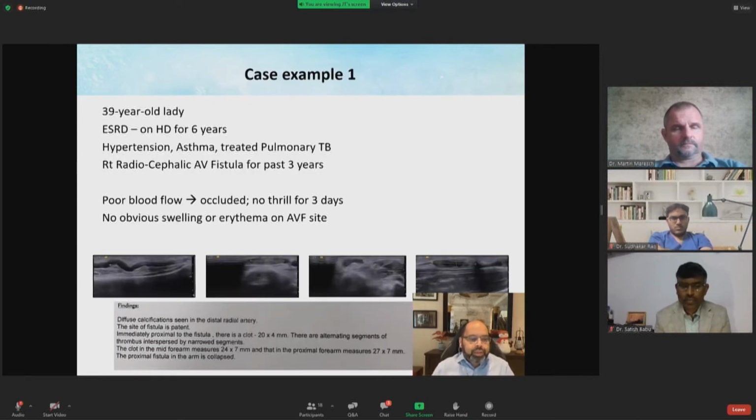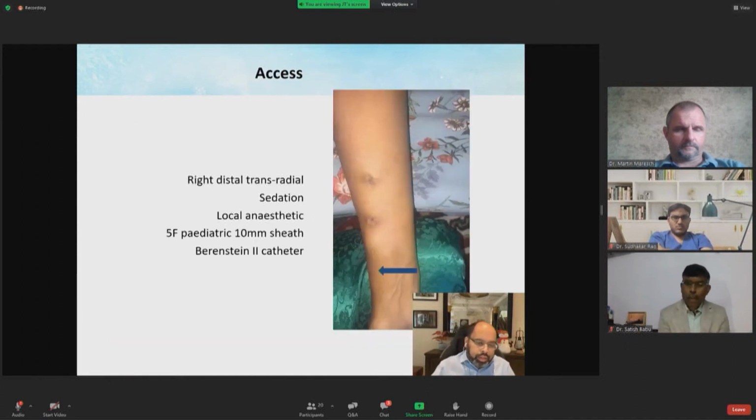Right. So our first patient was a 39-year-old lady who's been on dialysis for about 6 years. History of hypertension, asthma, and TB in the past. She had a right radiocephalic fistula for about 3 years. Recently, she had poor blood flow and it was occluded, and she had no thrill for about 3 days. Examination showed just absence of thrill but no swelling or erythema. We did an ultrasound that showed that there were 2 areas in the venous limb filled with clot with narrowed segments in between.